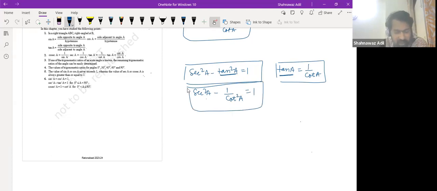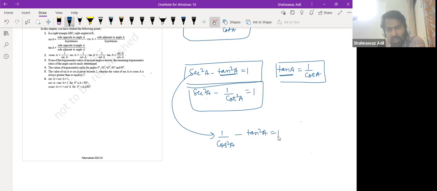So this is what I have done. What I'm trying to say is, now we wrote tan A is equal to 1 by cot A, the reciprocal of tan A. Like that, we can write sec square A is equal to the reciprocal, that is 1 by cos A. So in here, you want to write 1 by cos square A minus tan square A equals 1.